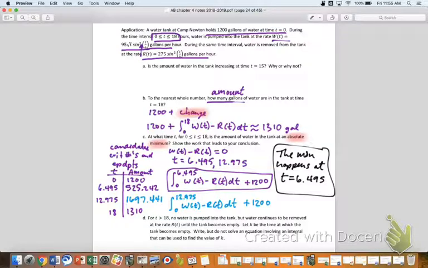The last one I really would like for you guys to look at as well. It's kind of hard to see. I'll adjust the screen here in a second. It says, listen very carefully, for t greater than 18, so we're now outside of that original domain, right? For t greater than 18, no water is pumped into the tank. So W of t turns off, stops, whatever. But water continues to be removed at that same R of t rate until the tank becomes empty. Let K be that time at which the tank becomes empty. Write, but do not solve, an equation involving an integral that you could use to find the value of K.